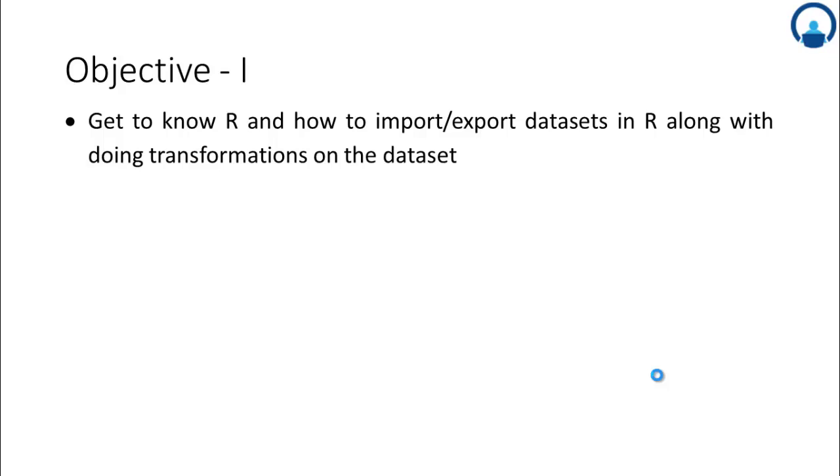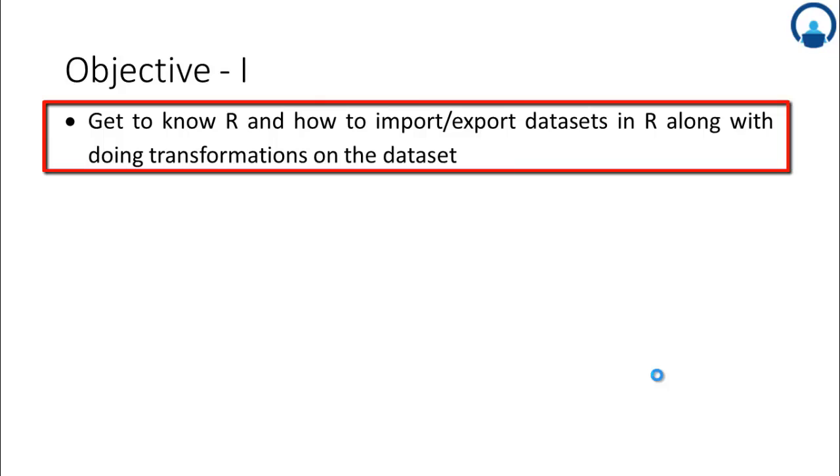So as I go deeper into objectives, the first objective is to get to know R and how to import and export data sets in R, along with doing transformations on the data set. As I said, business plus analytics is uncovering the potential of data and helping the business in decision making. So the first objective of this course is how do you import data from the different data sources in the company? How do you import that data set into R? How do you make transformations in the data? And eventually, how do you export data from R so that you can supply those insights and results to the organization?